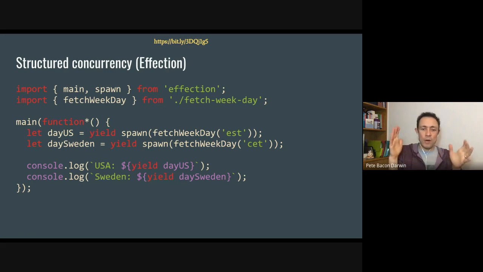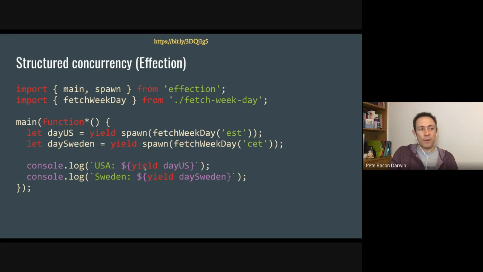So the parent always outlives the child's lifetime. Here what we've got is a main. This main is the driving function, similar to the flow or the other drivers that we had earlier. We pass in a generator, and then we can yield off new child processes. So we're actually yielding off a call to get fetch weekday twice. So these two things run in parallel.